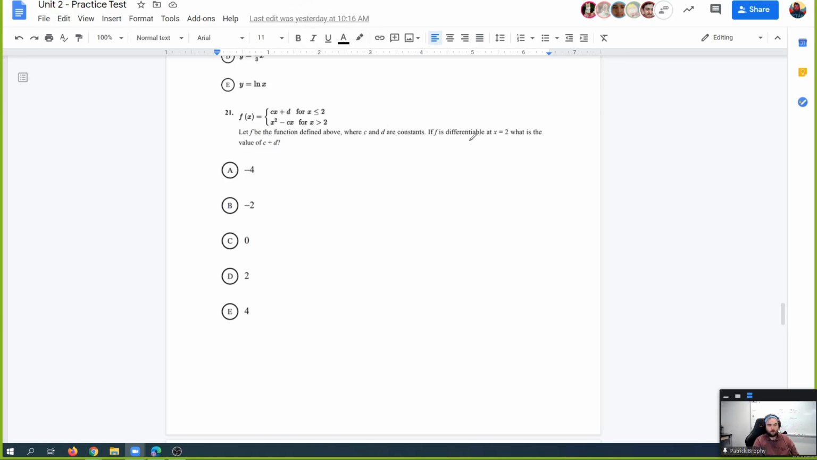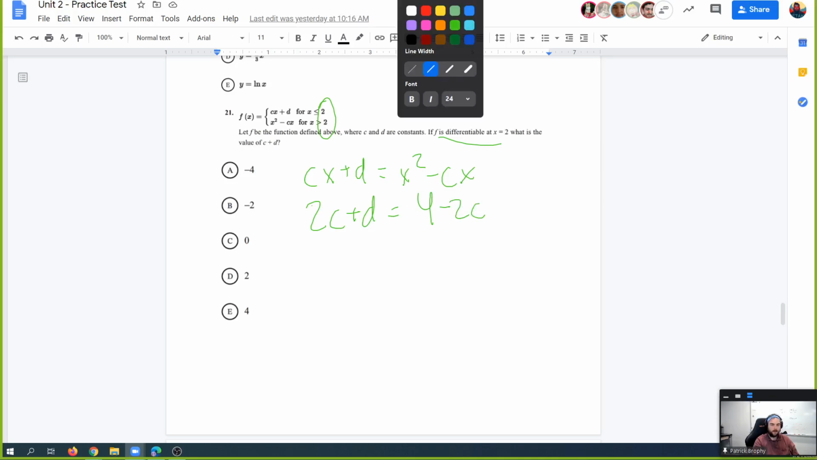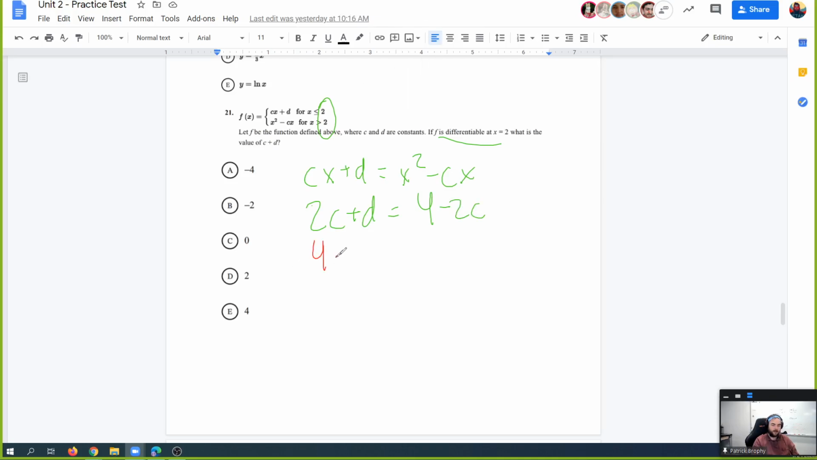Okay, so C and D, f is differentiable. That means it's also continuous. So to prove continuous, both handoffs have to be equal to each other. So Cx plus D equals x squared minus Cx. We're going to plug in when x equals 2 because that's the handoff. So it's going to be 2C plus D equals 4 minus 2C. If I add 2C to both sides, I get 4C plus D equals 4. I'm going to leave it like that for now as the equation.